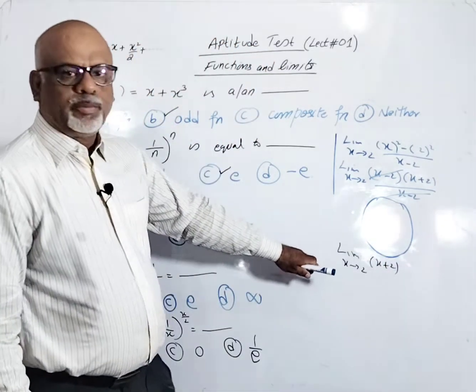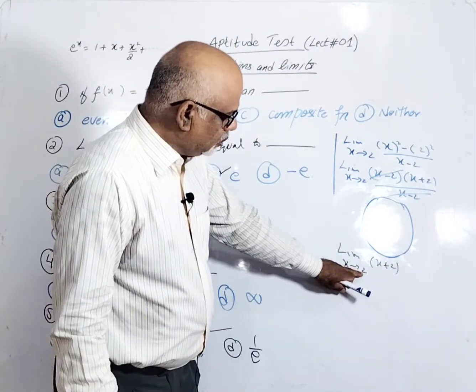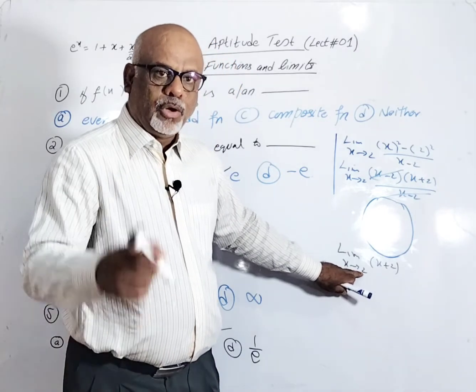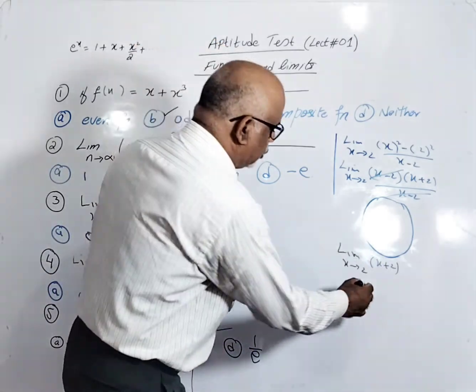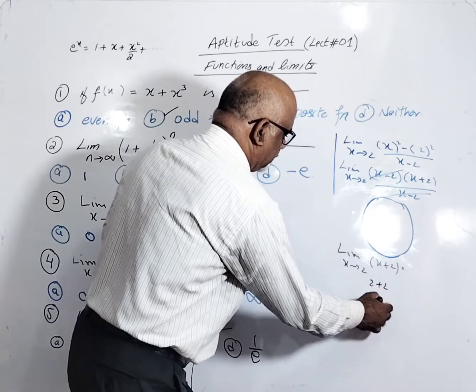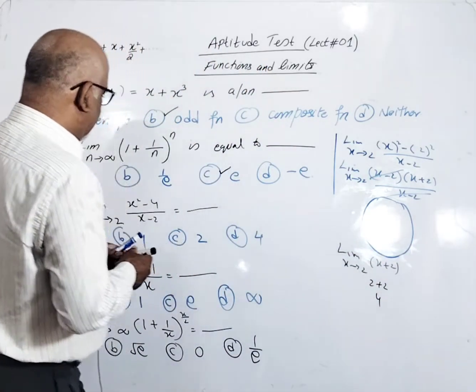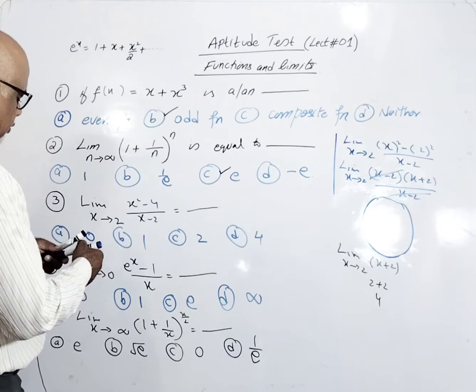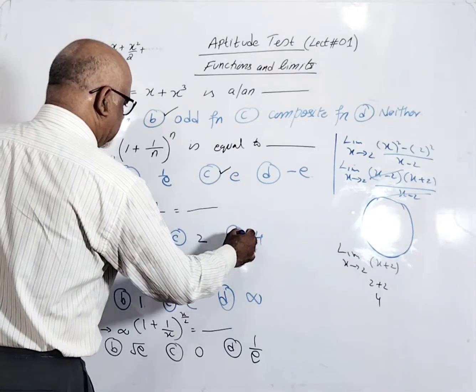Now we apply the limit x tends to 2, that means we put the value of x equal to 2. So this is 2 plus 2, that is 4, and the correct option of the third MCQ is the D part.